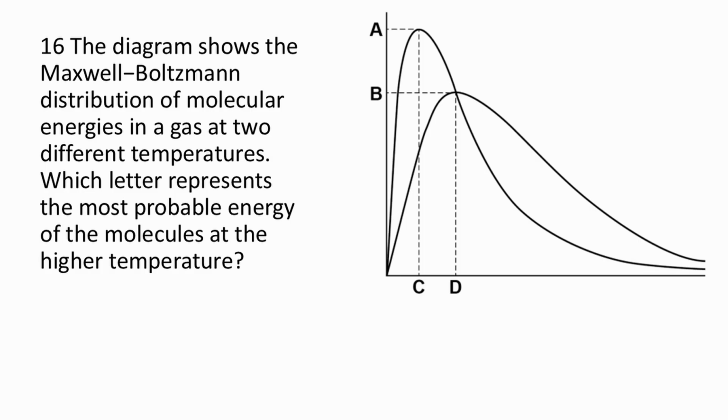Here's the next question. The diagram shows the Maxwell-Boltzmann distribution of molecular energies in a gas at two different temperatures. Which letter represents the most probable energy of the molecules at the higher temperature? You should be very familiar with the shape of the Boltzmann distribution and the axes. The x-axis represents energy, the y-axis is number of molecules with a particular energy.